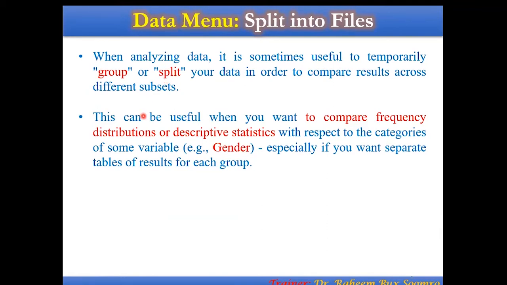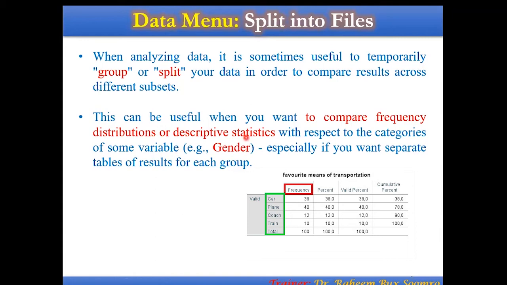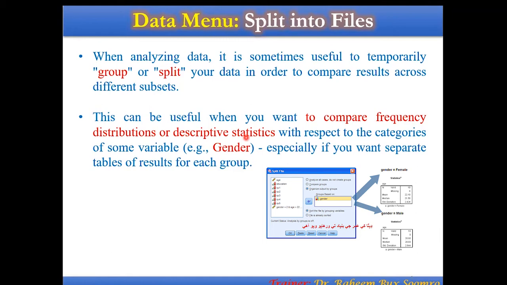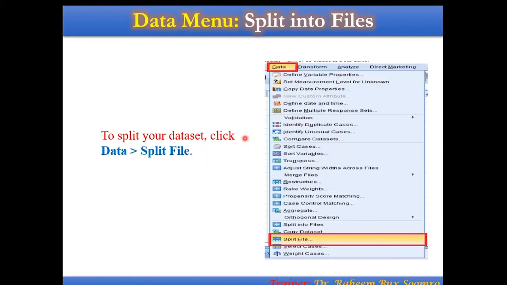This can be useful when you want to compare the frequency distributions or the descriptives of, for example, the gender in your data. If you want the results of the descriptive statistics based on gender, that means there should be a separate table for male and a separate table for female. Then this video can help you apply this technique, splitting data.